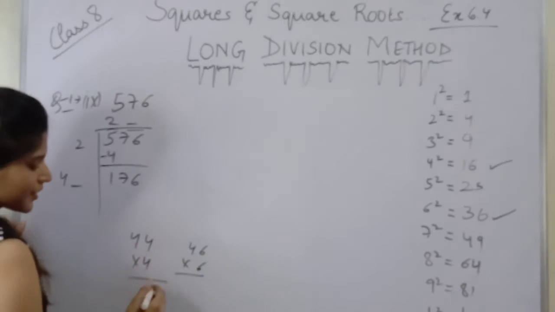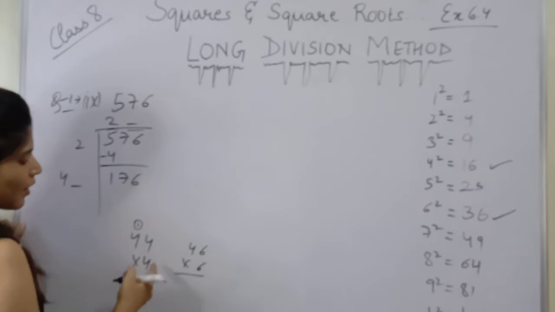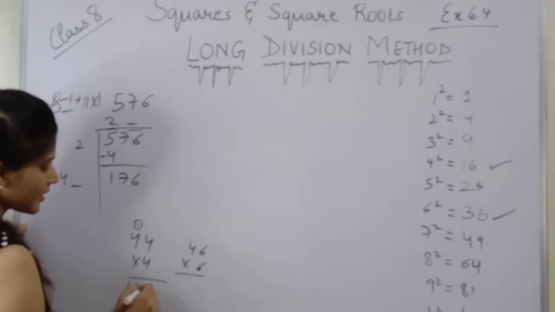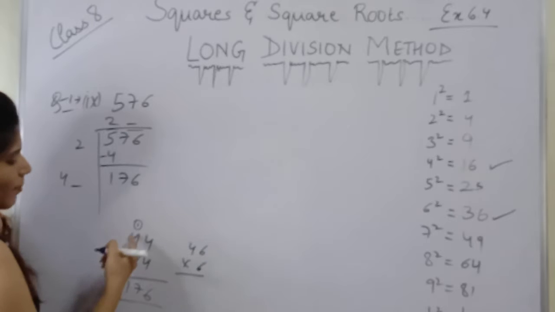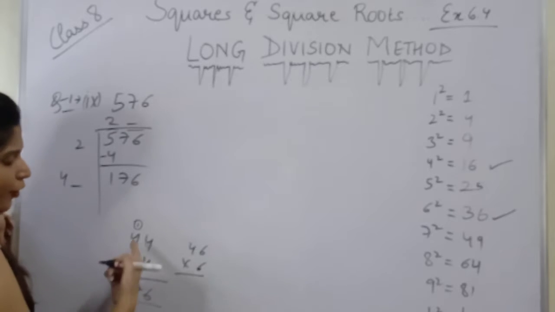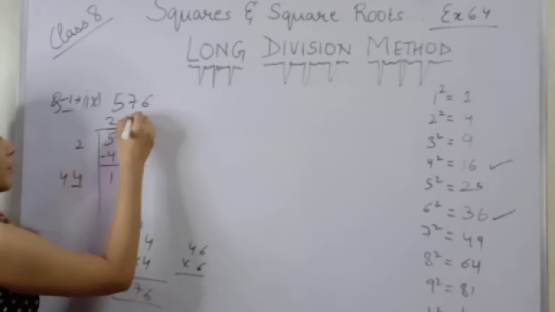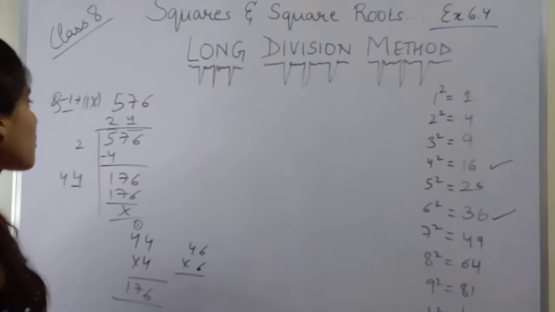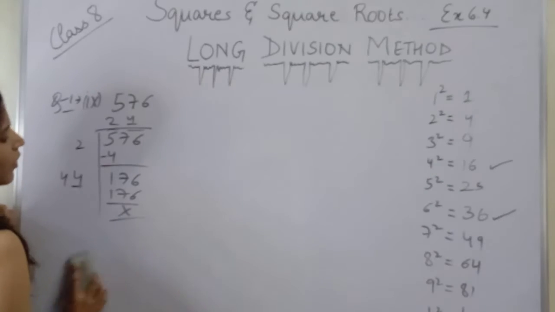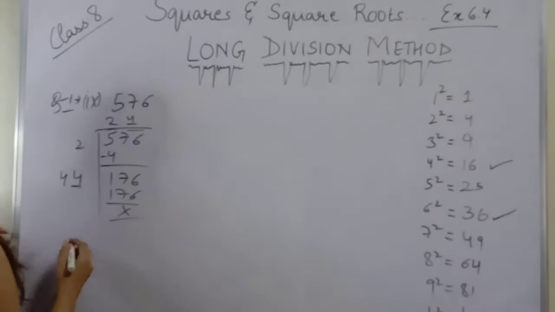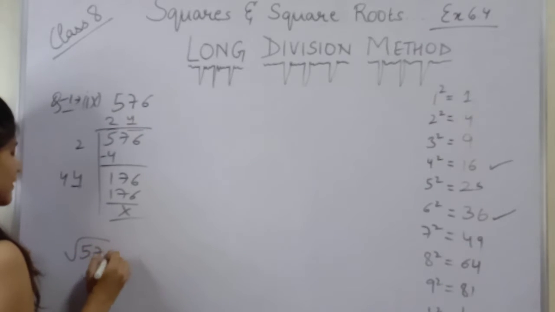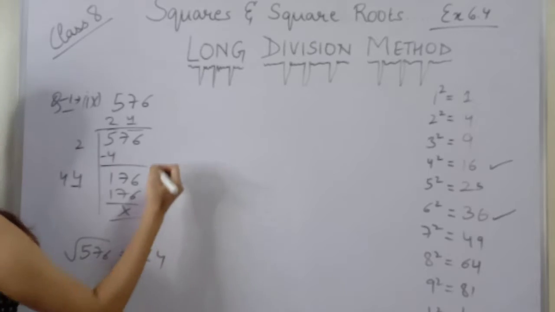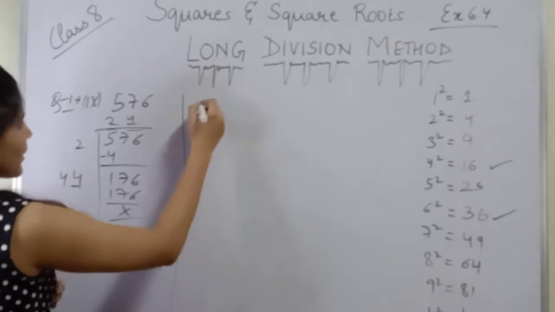Now 4 4s are 16, 1 carry. 4 4s are 16 plus 1, 17, 176. So we got 176 from 44 into 4. So 44 into 4 is 176. So we got our square root of 576. The square root of 576 is 24. This was part number 9.